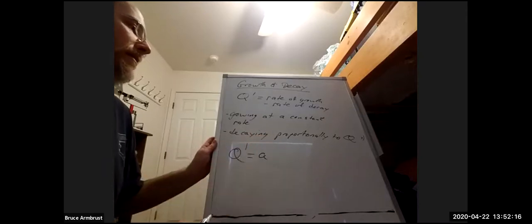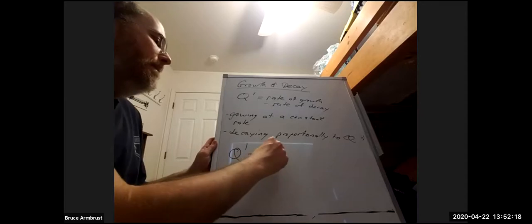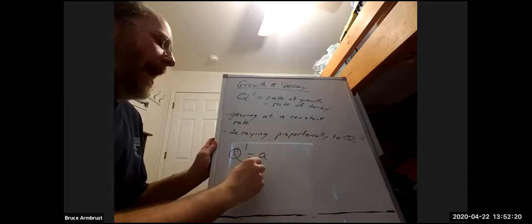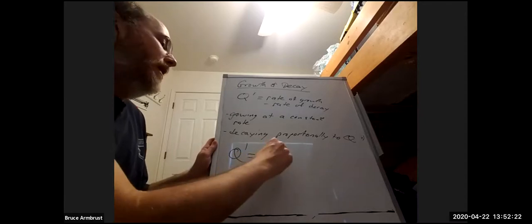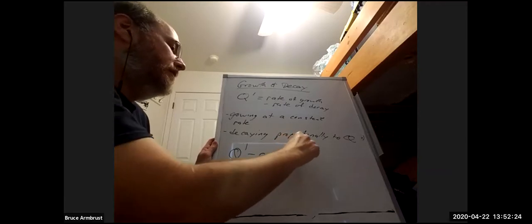Now what we would see is Q prime is going to equal some number, because we're adding that in every time, and then minus B times Q. So here's an example of where this would happen.